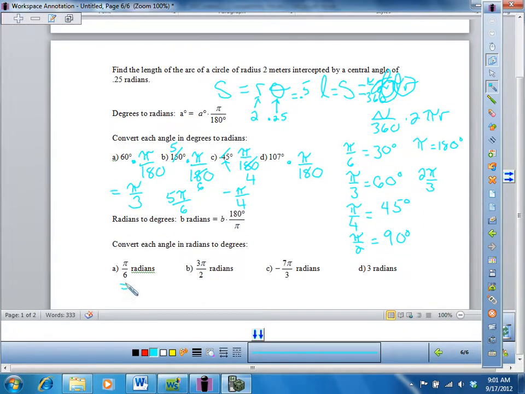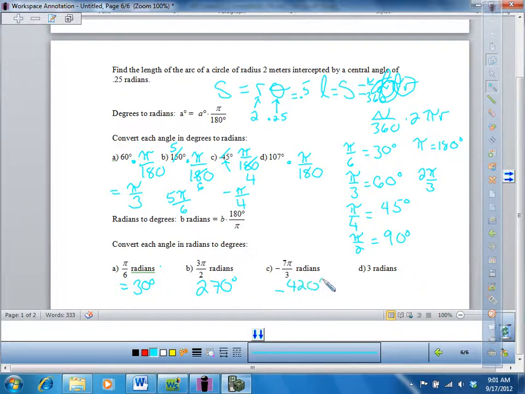Pi over 6, you can multiply by 180 over pi, or you should really just memorize that pi over 6 is 30 degrees, okay? Or you can multiply by 180 over pi and cancel things out. 3 pi over 2, well, if 1 pi over 2 is 90 degrees, how many is 3 pi's over 2? 270 degrees, okay? And over here, if pi over 3 is 60, then 7 pi over 3, what's 60 times 7? 420.